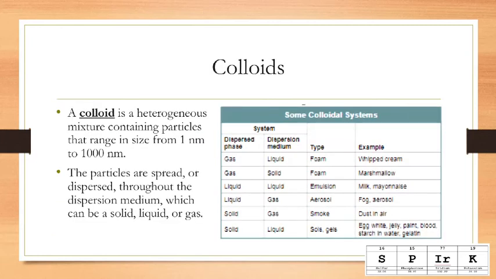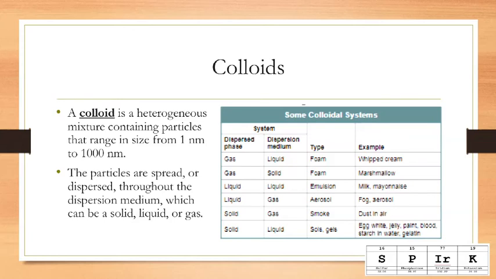The next thing is colloids. A colloid is a heterogeneous mixture containing particles that range in size from 1 nanometer to 1,000 nanometers. The particles are spread or dispersed throughout the dispersion medium, which can be a solid, a liquid, or a gas.